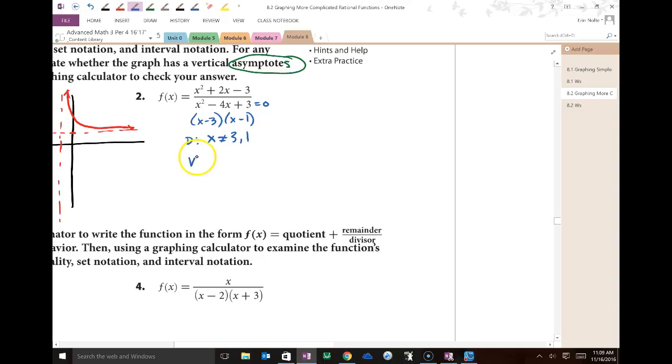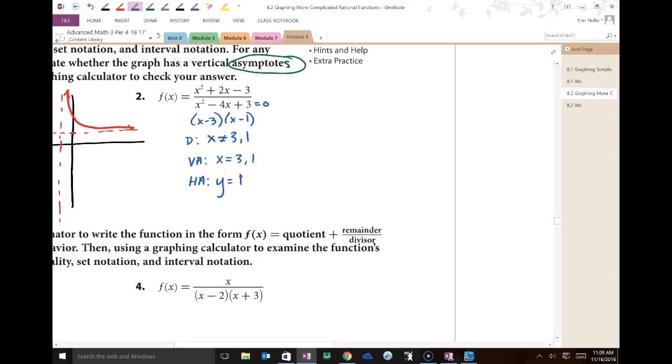So vertical asymptotes, what do you think? 3 and 1? Okay. Horizontal asymptote. Okay, I'm looking at my three cases. Is this bigger on the top, bigger on the bottom, or is this the same? Same. So where is my horizontal asymptote? Y equals 1. Everybody okay with y equals 1?